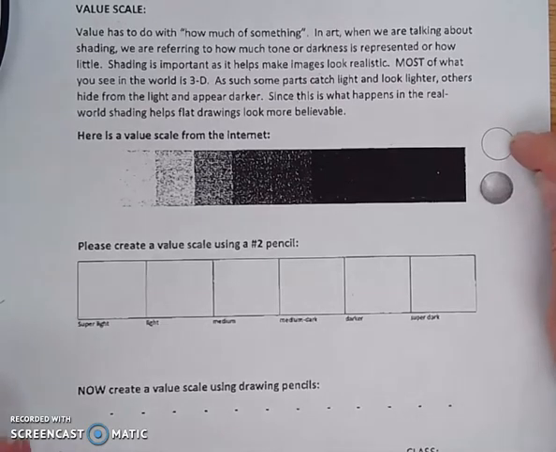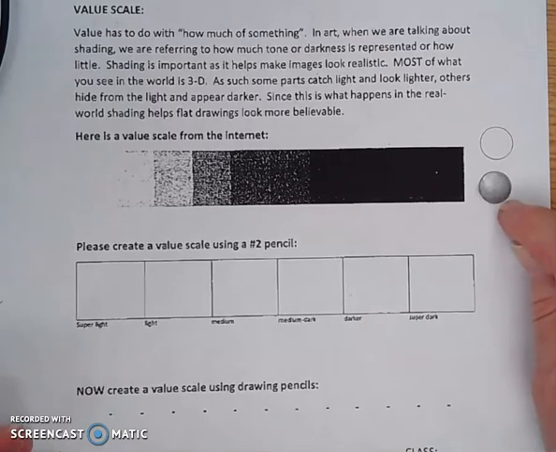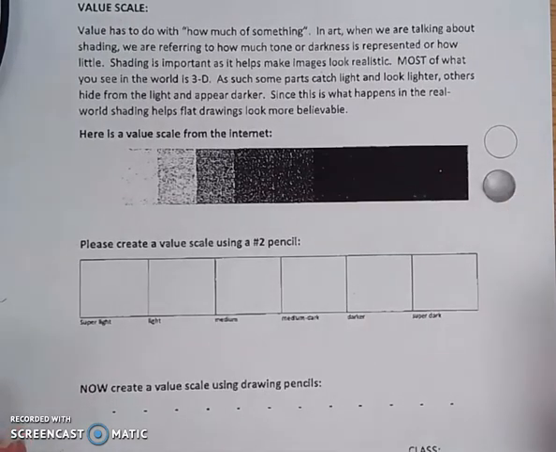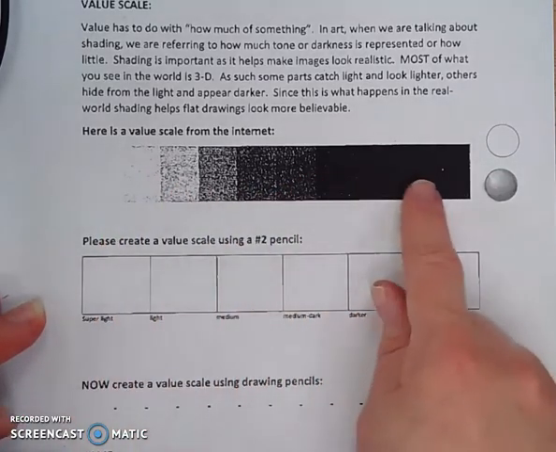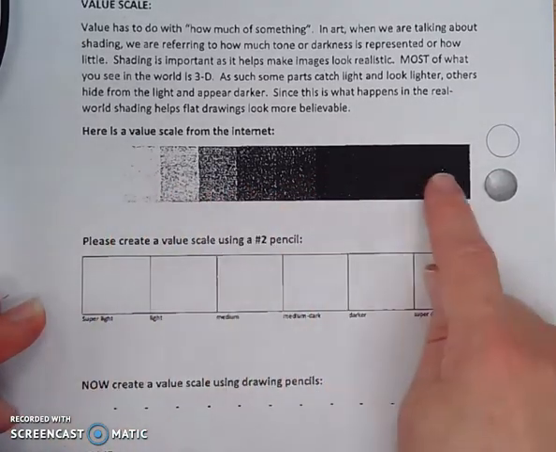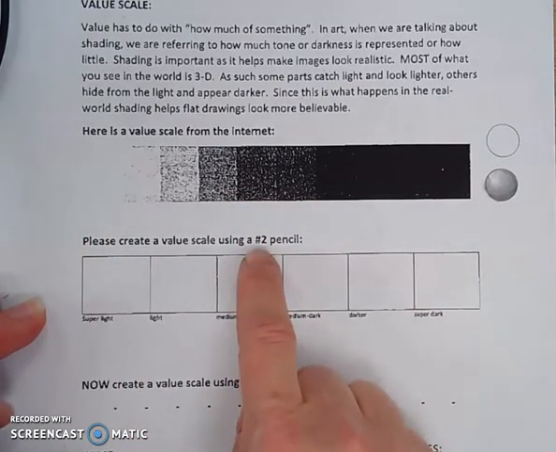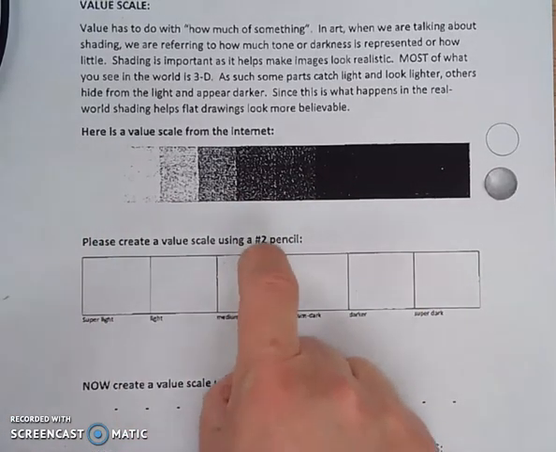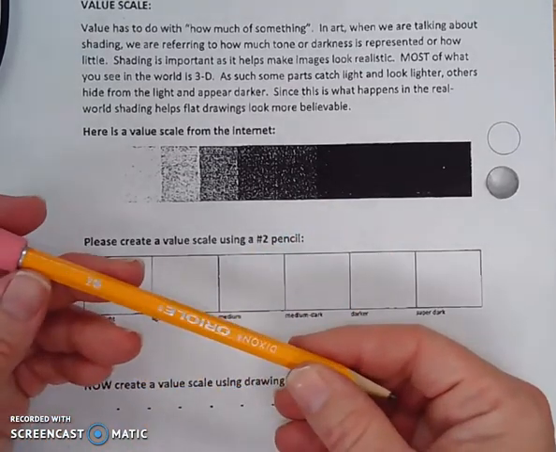Here, it's just an outline. It's pretty flat. Here, it's more 3D, more realistic. So that's where we are headed. So we have 2 different activities. In this first video, you're going to be creating a value scale. That's what this is, a value scale, a range going from light to dark. And here, you're just going to use your plain old number 2 pencil. That could be a mechanical pencil.